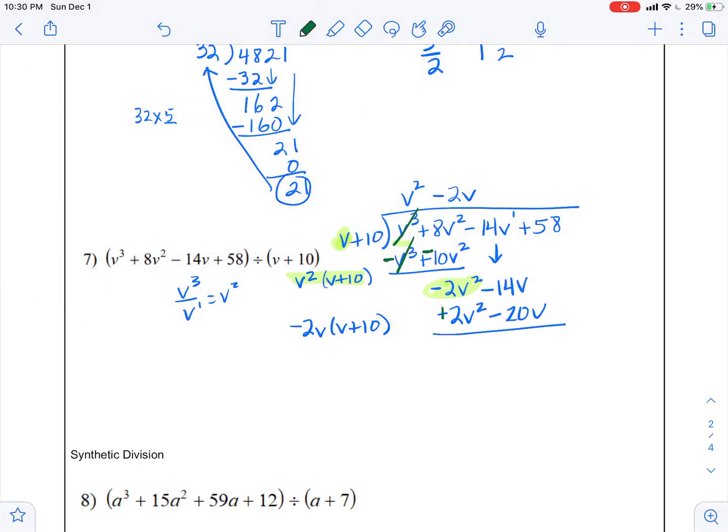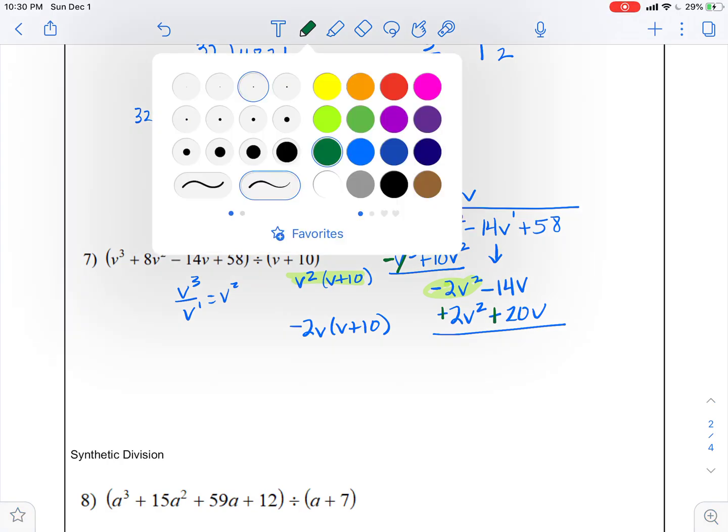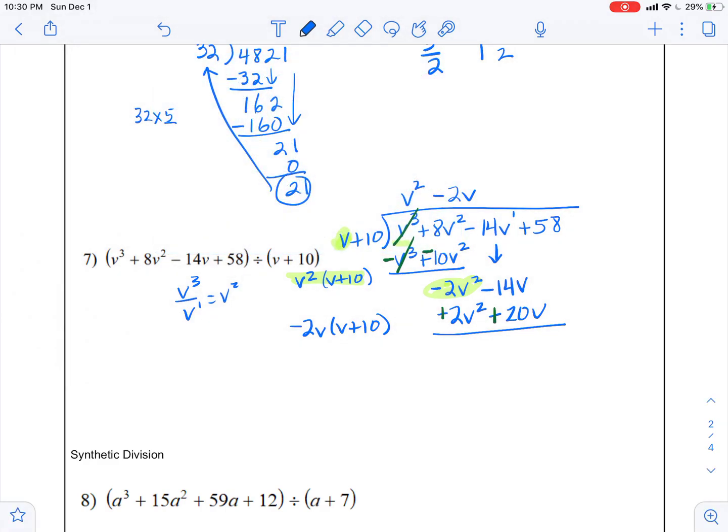And again, remember the rule is to subtract, so that means I've got to change both people's signs. Do you understand why I'm doing that? I'm subtracting, so I'm changing the signs. And then again, I should have these cancel. And like I said, a lot of times the kids remember the first one because they know that's going to cancel, but they forget the second. Subtract, and I'm going to get 6v plus 58.